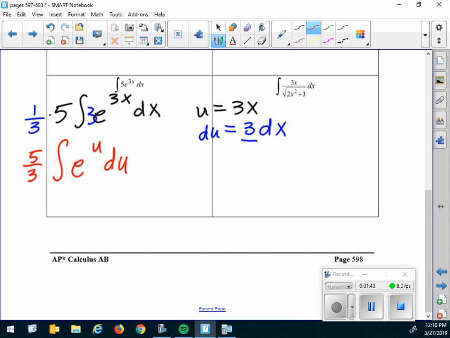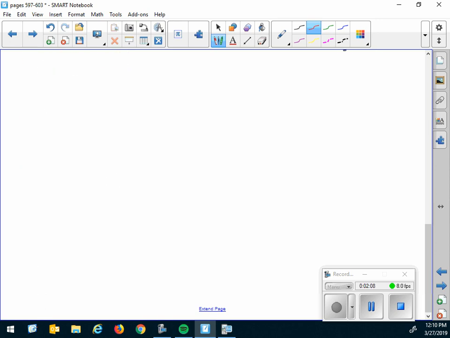What's the integral of e to the u du? Let me back up. What's the integral of e to the x dx? Let me back up. What's the derivative of e to the x? E to the x. So what's the integral of e to the x? E to the x. Okay, we're just going to stop right here.